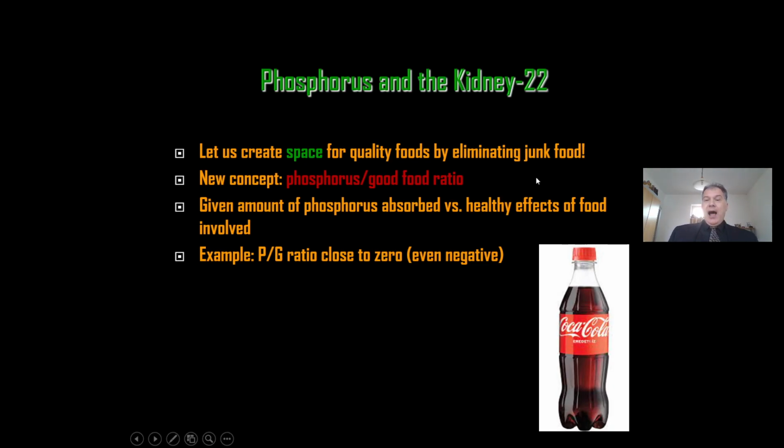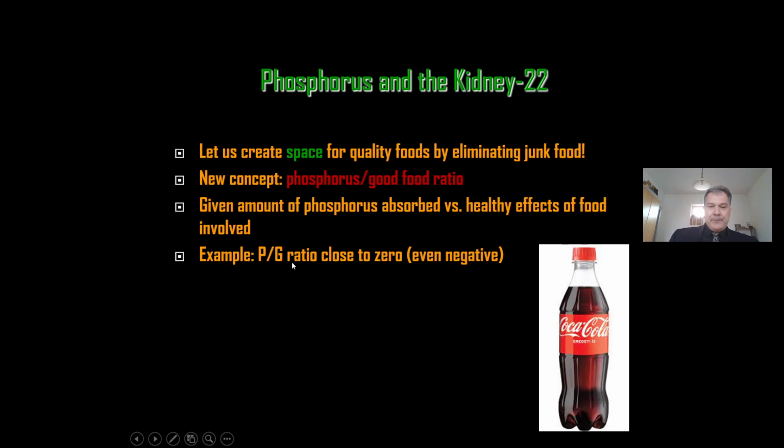And I propose a new concept, and that is the phosphorus over good food ratio. So you need to take in phosphorus with good food, which has a lot of good nutrients that are necessary for your body. And not taking in unnecessary foods that contain, in addition, other things that actually harm your body, gives you the space to eat quality foods. So the amount of phosphorus absorbed versus the healthy effects of food involved is going to be the background of this phosphorus over good food ratio.